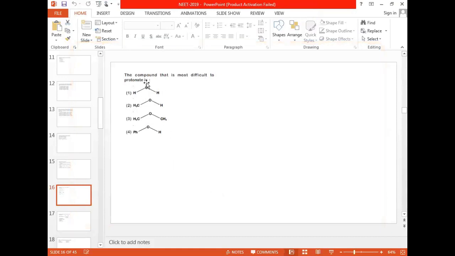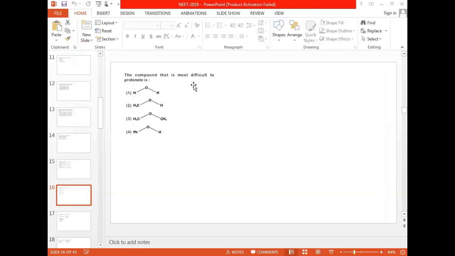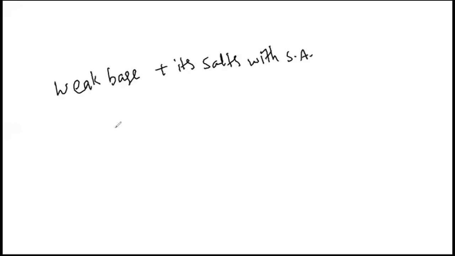Because in H2O, we can see only lone pair repulsions. Even in this case also, we can remove because of electronegativity difference. But even here also, we can see. But if you see the fourth option, what happens? It is involved in what? Resonance. Very good. It is involved in resonance. That is why it is very difficult to protonate this phenol.